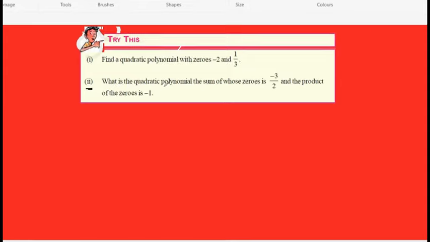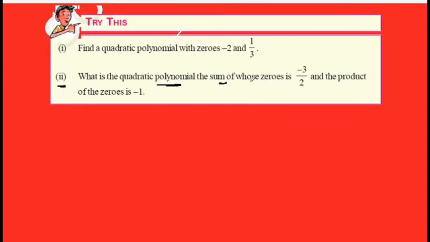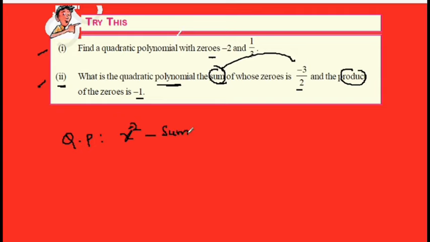Second one, what is a quadratic polynomial for the sum of zeros is minus 3 by 2 and product of zeros is minus 1. The difference between first one and second one, students, is that in the first one zeros are given, and in the second one they have given sum of zeros and product of zeros. Now the same formula we will use. The quadratic polynomial form is x square minus sum of zeros into x plus product of zeros.